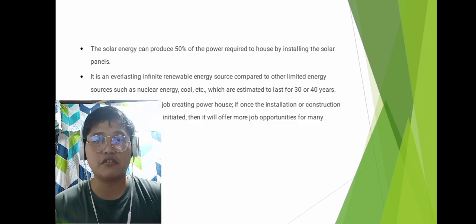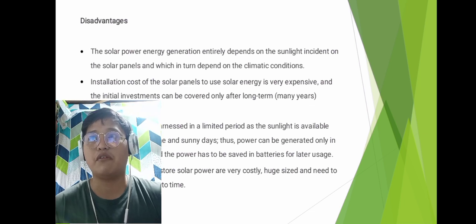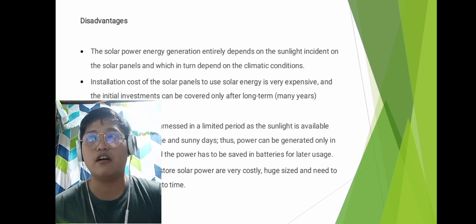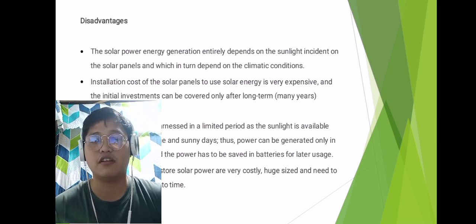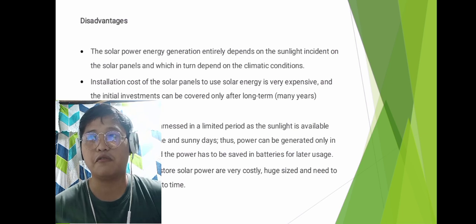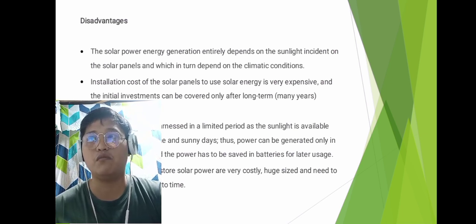But if there are advantages for solar power, we also have disadvantages. First, solar power energy generation entirely depends on the sunlight incident on the solar panels, which in turn depends on the climatic conditions. That means that if there's no sun, we cannot store sun energy for us to have the energy on our appliances or in our home.